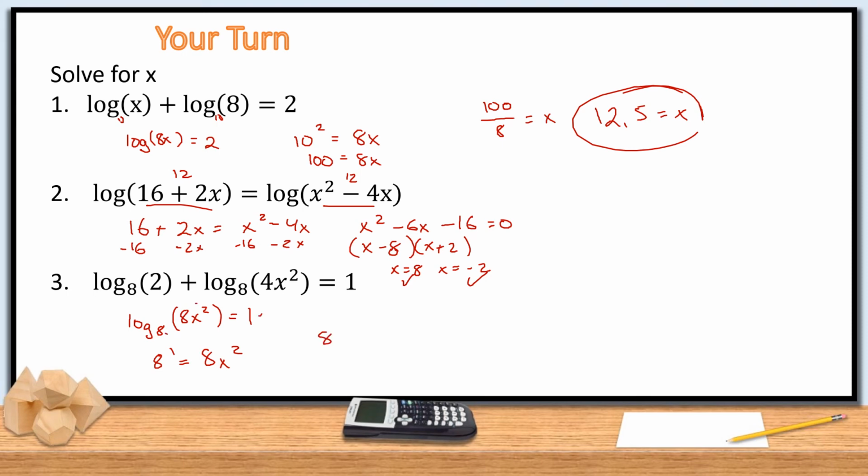So that means 8 is equal to 8x squared. So the 8's cancel down. We're left with 1 is equal to x squared, which means plus or minus 1 is our value of x. And both would work in here since it's a squared anyway.